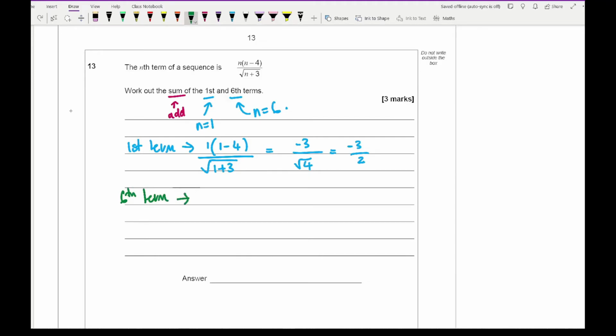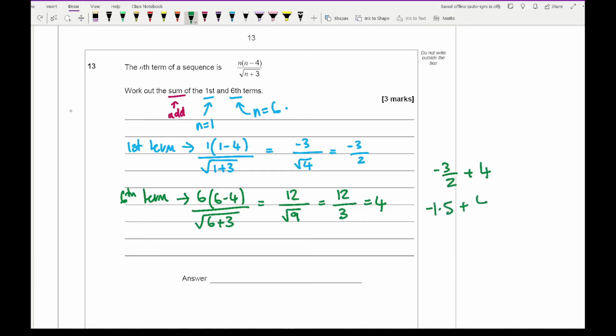I'm going to substitute n equals 6, so I've got 6, and then 6 minus 4 over the square root of 6 plus 3. Now that's going to leave me with 6 times 2, which is 12, over the square root of 9, which is 12 over 3, which equals 4. So what this is actually asking me to do is to add minus 3 over 2 plus 4. Now if you want to, you can convert that into a decimal, so it's minus 1.5 plus 4, and that gives me an answer of 2.5.